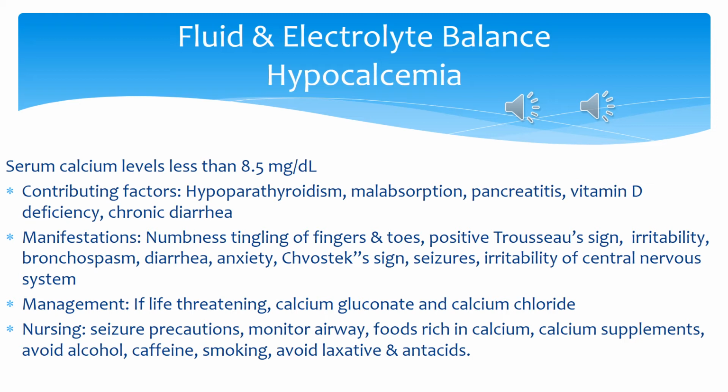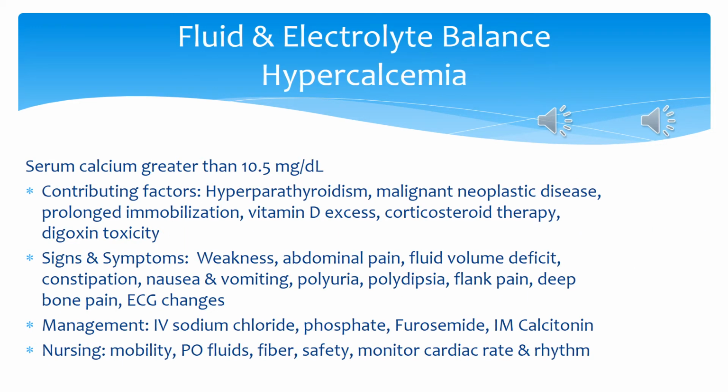Alcohol and caffeine in high doses inhibit calcium absorption, so they should be avoided. And monitor cigarette smoking because that increases calcium excretion. The patient is also cautioned to avoid the overuse of laxatives and antacids that contain phosphorus because their use decreases calcium absorption. With the exemplar hypercalcemia, that is serum calcium greater than 10.5 milligrams per deciliter.